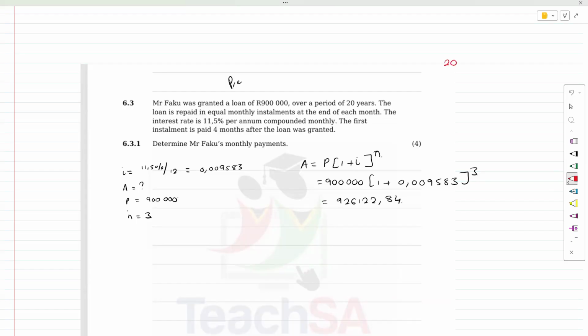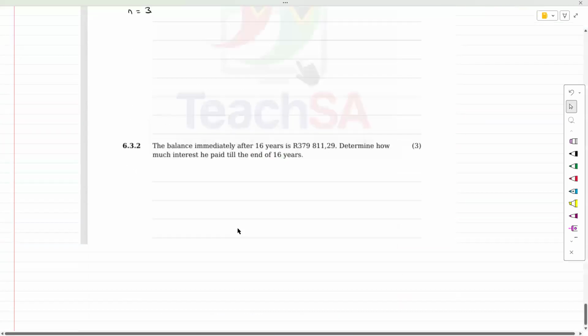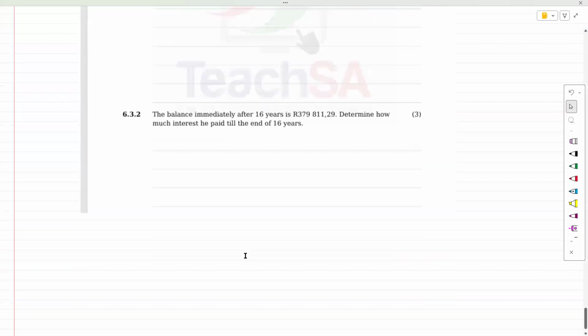It's tricky because 20 years times 12 payments is 240. So he has to pay 240 times. But he did not pay for 3 months, right? He didn't pay for 3 months at all. He only paid in the fourth month. So if we minus 3 months, he has to make all of those payments in 237 months. Sorry, guys.